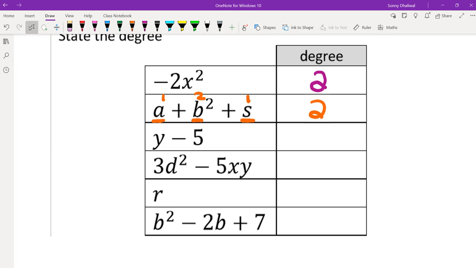Next one. Highlight the terms. This first one is a 1. What's the second term? 0. What's the biggest degree we mentioned? That's the degree of the polynomial.